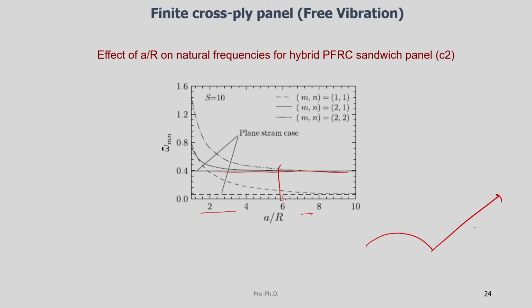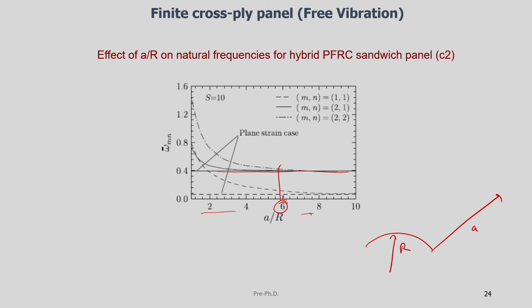whatever length is along this direction, and the radius. So, if this A by R comes to an aspect ratio of 6, that means it is good. You can apply the plane strain assumption. There will not be much difference between the natural frequencies, either you do it through a very accurate 3-dimensional formulation, or using the plane strain assumption. So, after 6 it will give you the same.